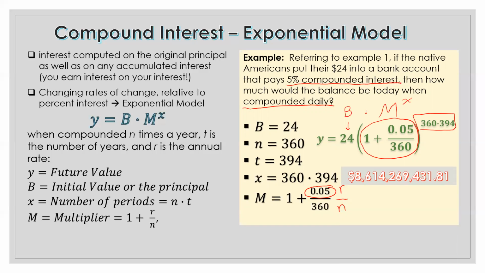Now carefully throw that into your calculator. You should get, whoa, that's a lot of money. I don't even know how to read that. Let's see. 1,000, million, billion, 8 billion, 8.6 billion. That's a lot of money. And what's the difference? Compounded interest is an exponential model. Exponentials grow a lot faster, if you remember that from our last lesson.